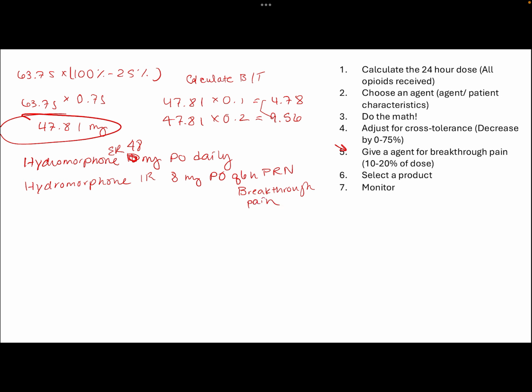So I tried to show it to you how you could do it with the 50% reduction and how you can do it with the 75% reduction. If you guys have any questions, please feel free to reach out to me.